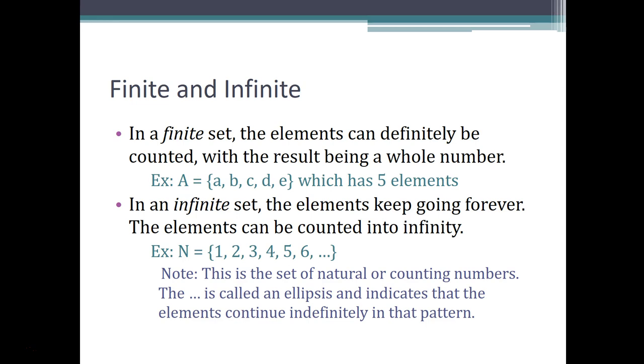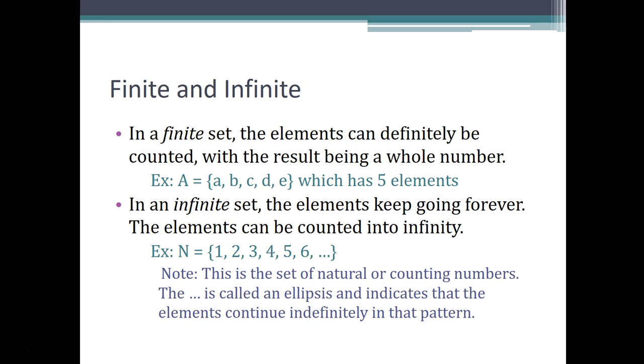In an infinite set, you can't count them all because there's so many. It's an infinite quantity. The elements just keep going on. An example is the natural numbers. We use the letter N, capital N, for natural numbers. So we've got the natural numbers 1, 2, 3, 4, 5, 6, and those keep going. They start with 1. They don't include fractions or decimals, and they keep going into infinity.